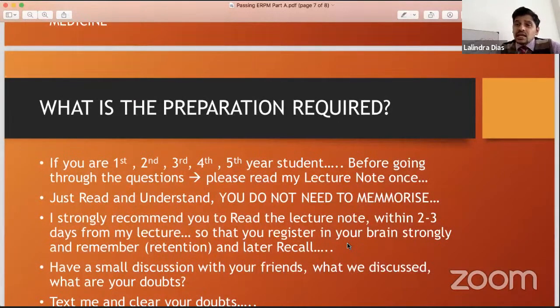So guys, in psychiatry lectures, we teach this. When it comes to memory, this has been asked in one of the ERPM papers, a single best answer question. There are three components of memory. What is that? Registration, retention, and recall. The 3 Rs. Registration, retention, and recall. So registration is learning new information. When I'm giving a lecture, you are hearing new information and you are absorbing that. That is called registration.